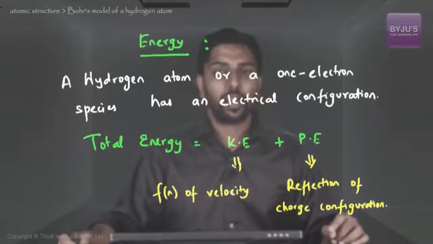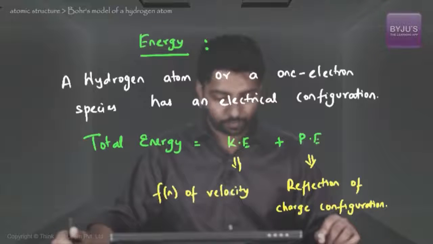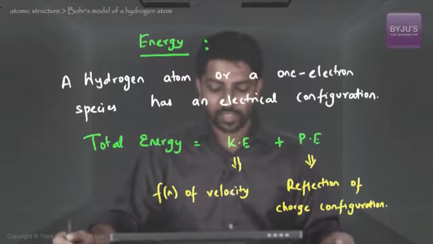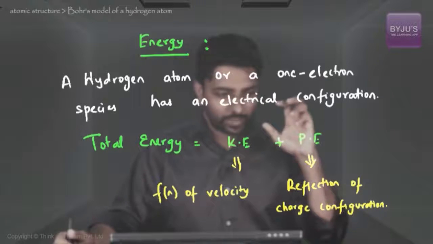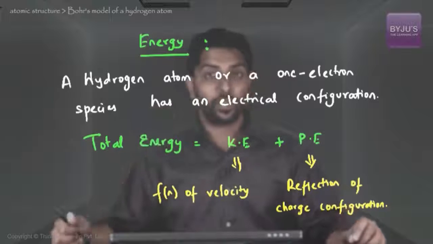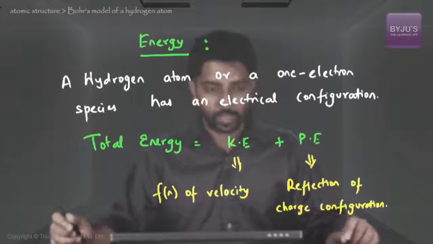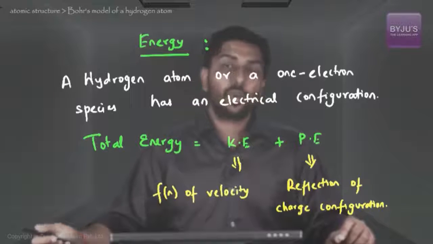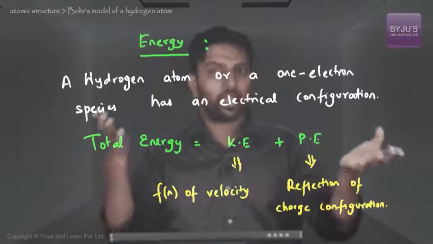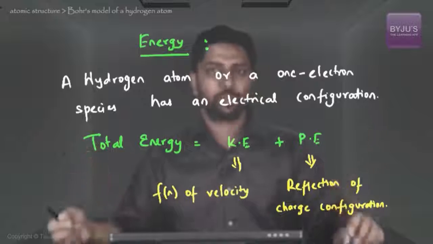Now let us derive an expression for the energy. A hydrogen atom or a one electron species has an electrical configuration. It has some protons inside the nucleus, and it has an electron revolving around. Do observe, it has only one electron, always keep this in mind. So total energy is going to be a function of the kinetic energy and the potential energy, which is because of the electrical configuration of the system.